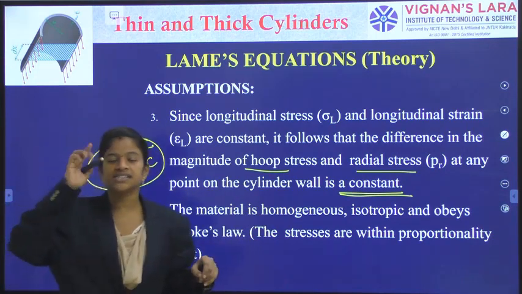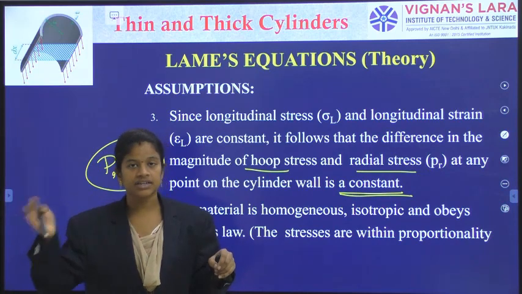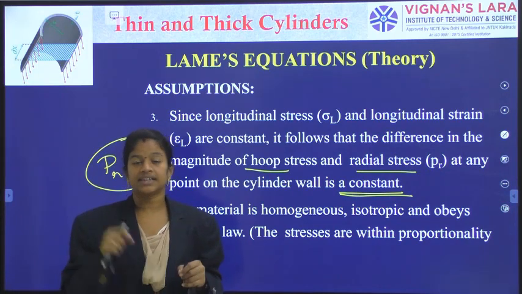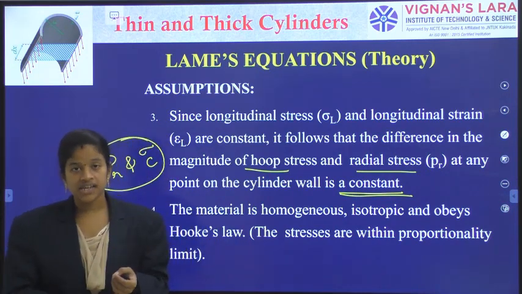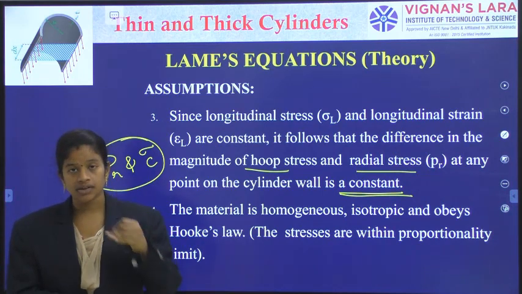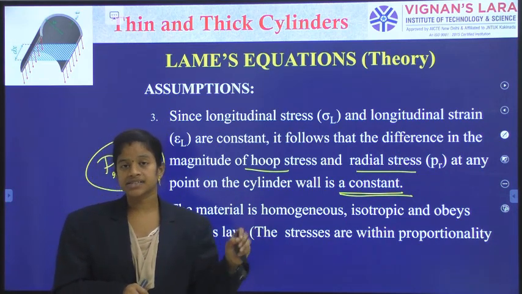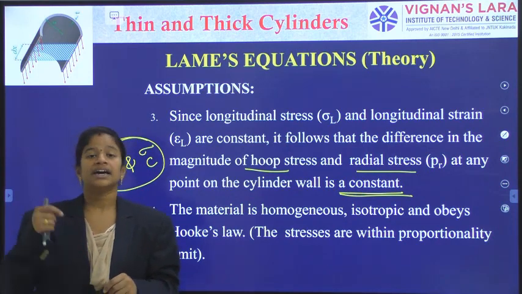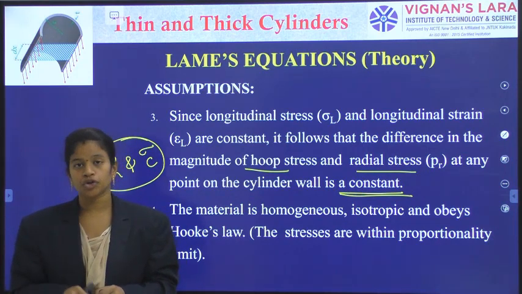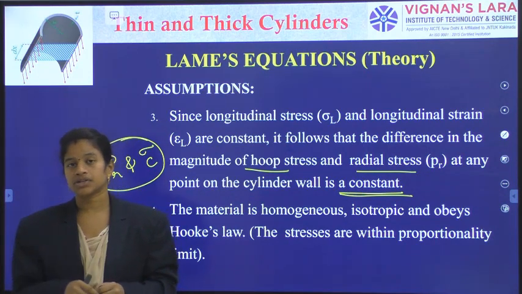So the first assumption is regarding the sections: they are always normal to the axis of the cylinder. The next is that the longitudinal stress and longitudinal strain remain constant even though the circumferential stress is changing from point to point. Radial pressure will also change from point to point. Internally, it will have the internal pressure of the fluid.